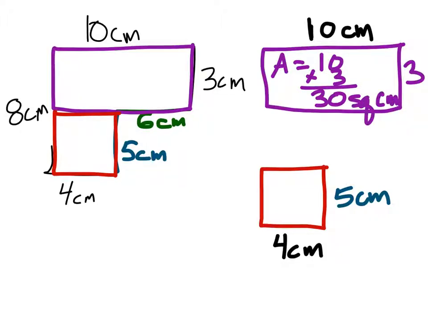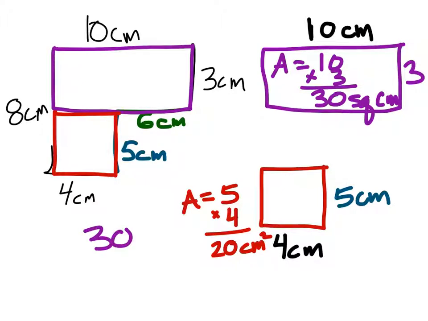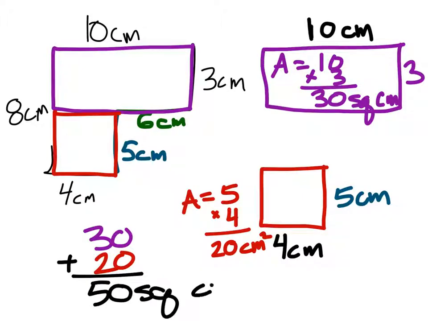For the red one, we have an area that's a 5 by 4 rectangle, which would be 20 square centimeters. Then I just need to add these. I've got the 30 square centimeters and the 20 square centimeters. When I add these two together, I get the full area of the shape that we started with, which would have been 50 square centimeters. And that would be our answer right there.